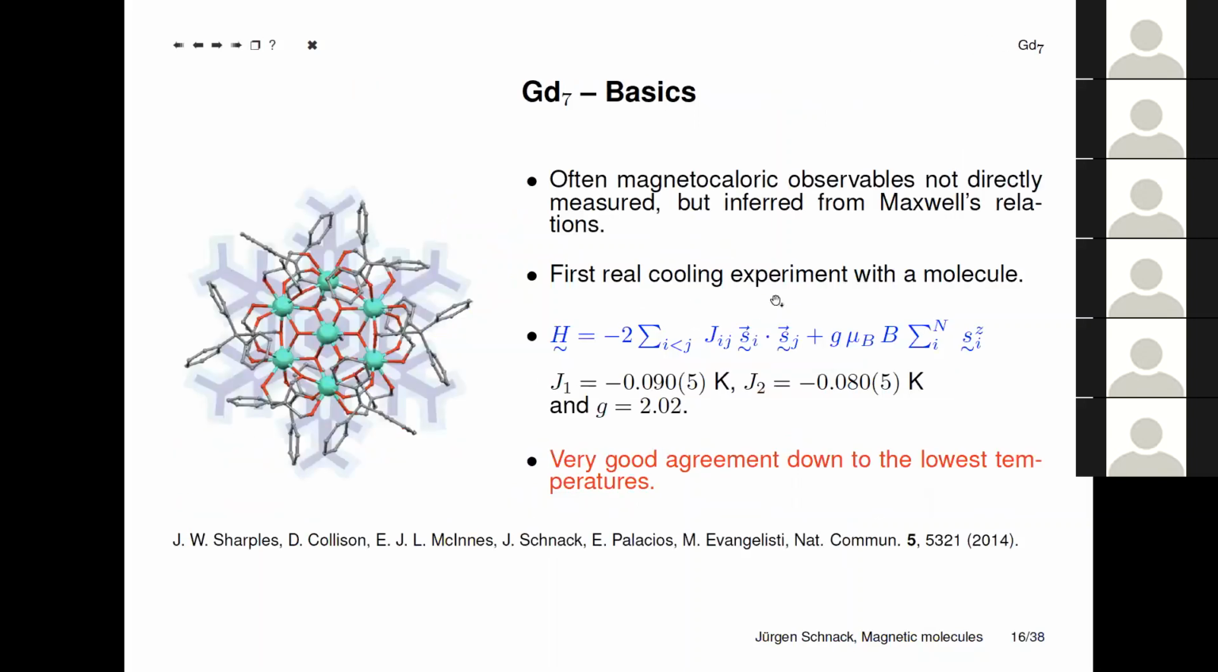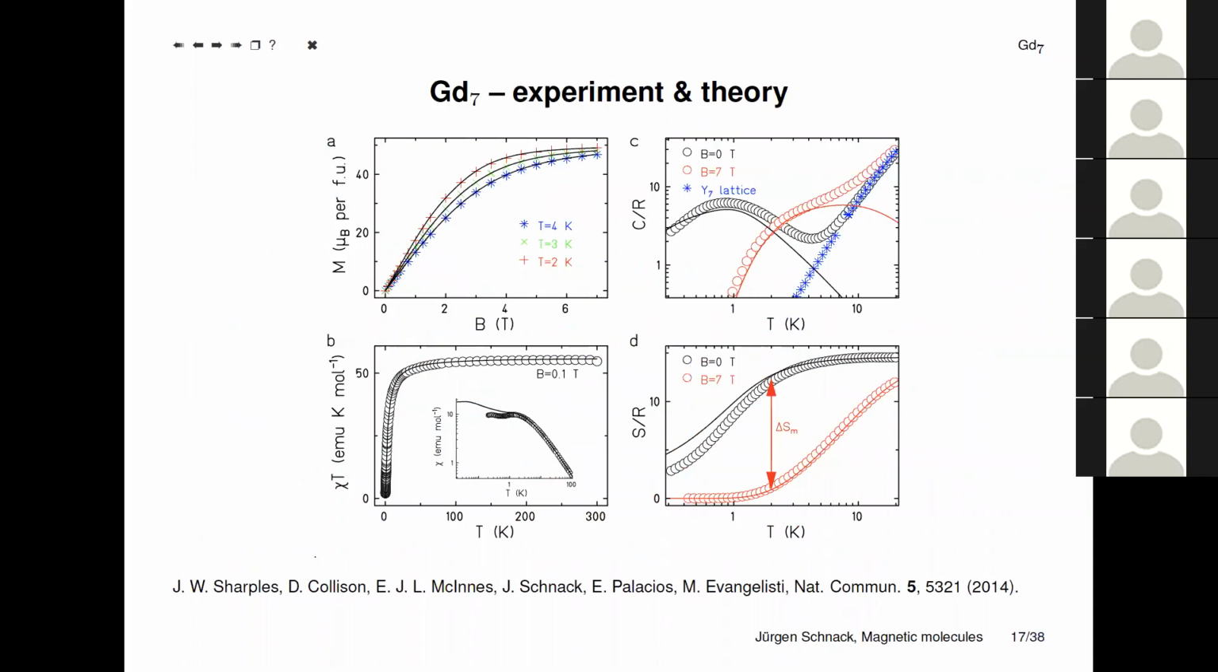Okay, the material that we investigated first is this centered ring of seven gadoliniums, and they interact with two exchange interactions, one around the ring and one of all with the central gadolinium ion. And gadolinium has got a spin of 7/2. That's a very large spin. And as often done in our community, we don't know the exchange interactions beforehand, so we fitted those to the observables that you see on this slide.